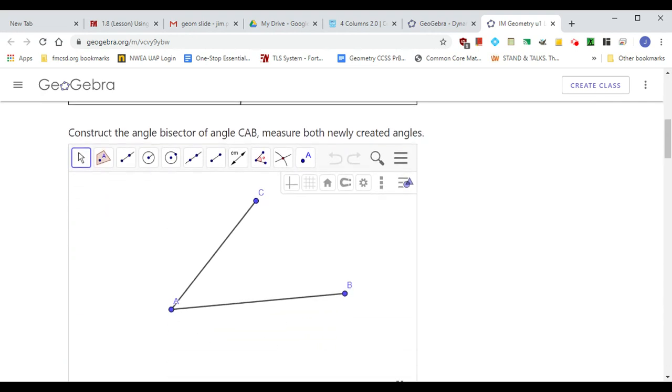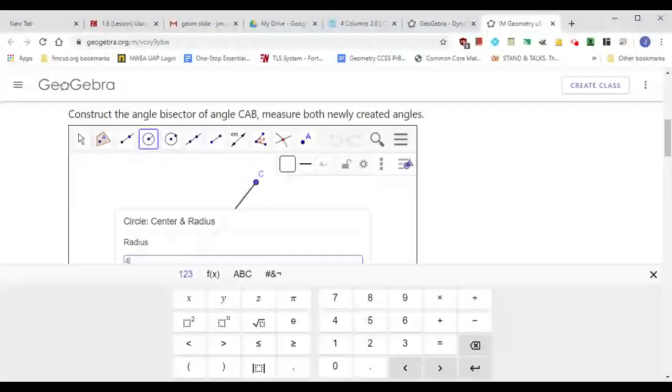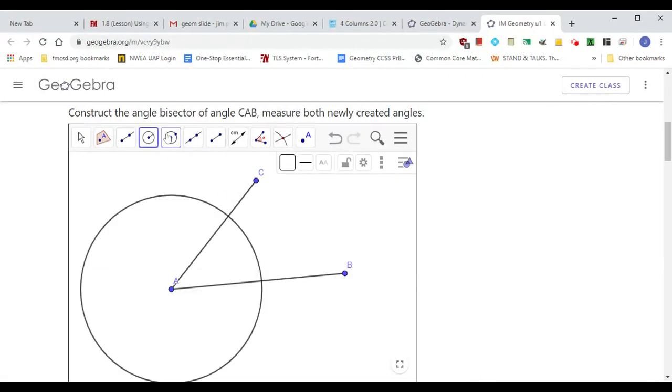Now I'm going to construct the angle bisector. So first I need to make a center with a radius. So again, I'm going to go center. I'm going to go radius of 4 this time. And then I need to identify the points where that circle intersects your angle's sides. And I'm going to do the perpendicular bisector of that.